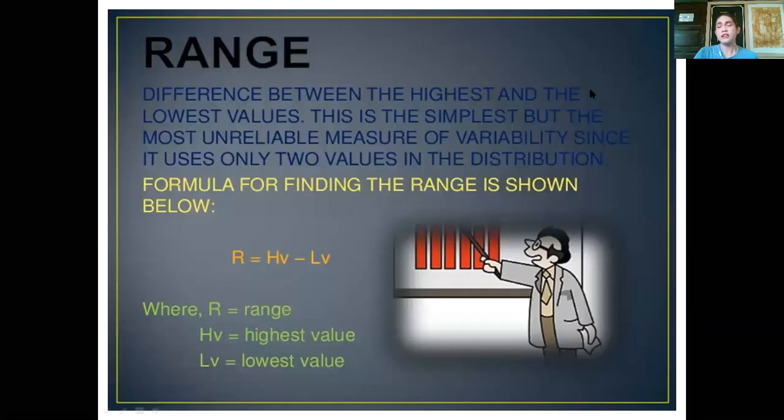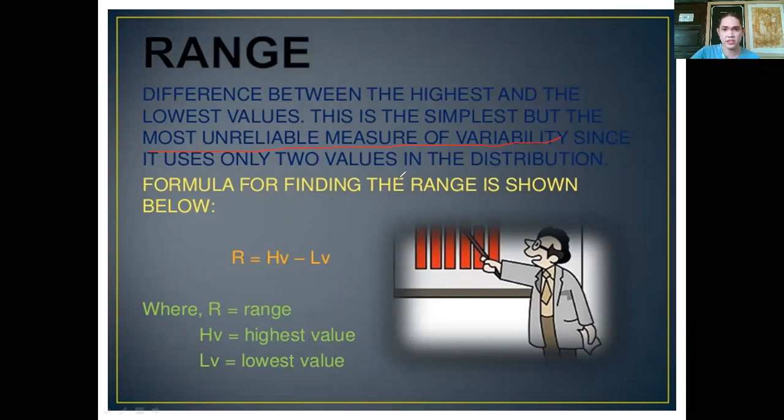So now, let's start with the range. The range is defined as the difference between the highest and the lowest values. This is the simplest but the most unreliable measure of variability since it uses only two values in the distribution. I want you to remember that one. Again, the range is the most unreliable measure of variability. Why? Because it uses only two values in the distribution.